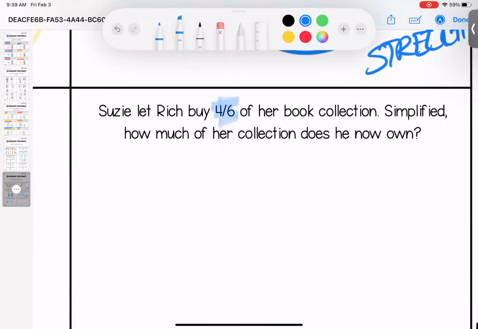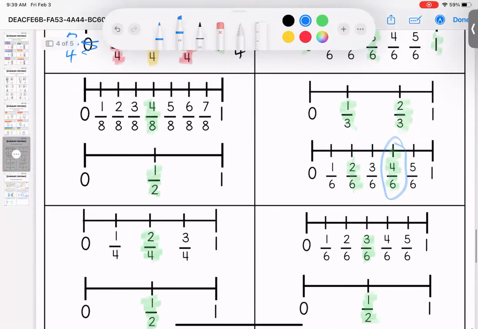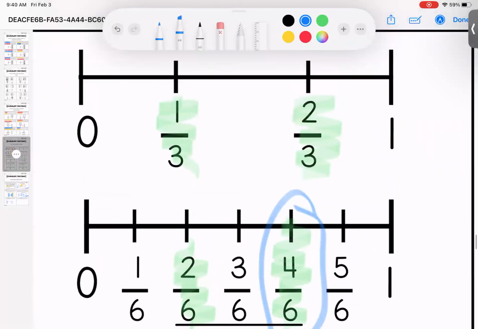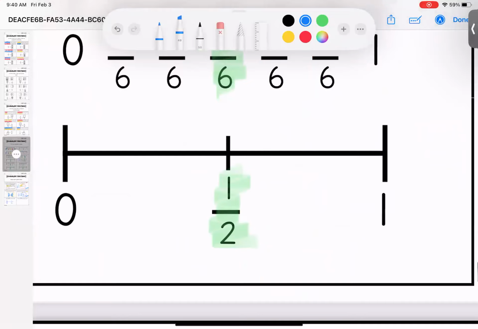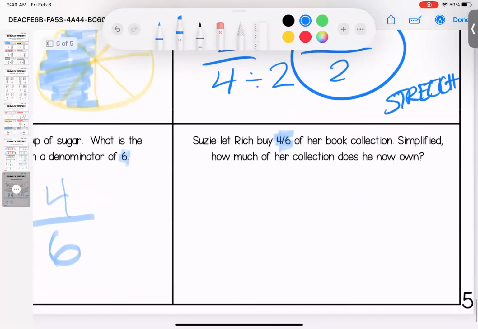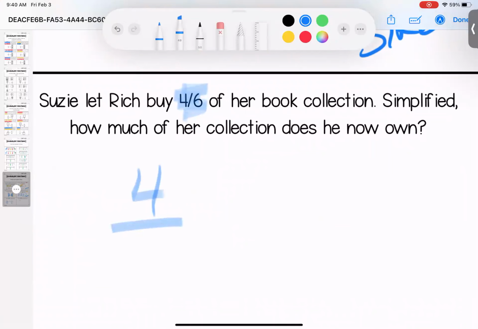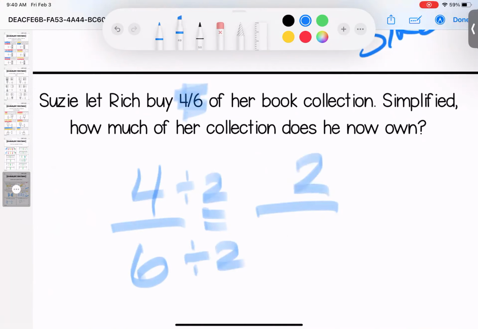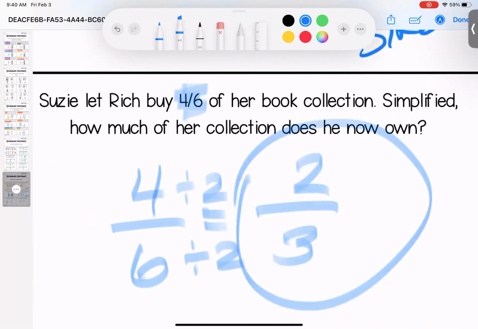Susie let Richie buy 4/6 of her book collection simplified. How much of her collection does he now own? Again, I can use the previous pages. I can use my anchor chart. I can go back and say, okay, 4/6, what does that look like simplified? I'm going to simplify that down to 2/3. Use your strategies. If you are familiar with how to divide it, another strategy we've talked about, 4 and 6 can both be divided by 2. 2/3 is my simplified answer. Any questions, my loves? Bring them with you to class.